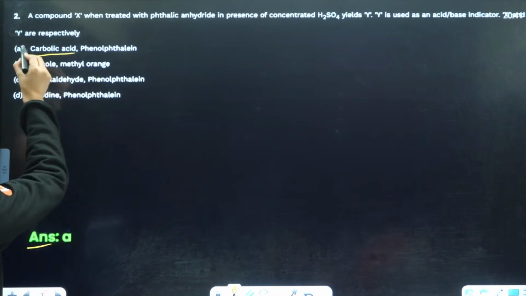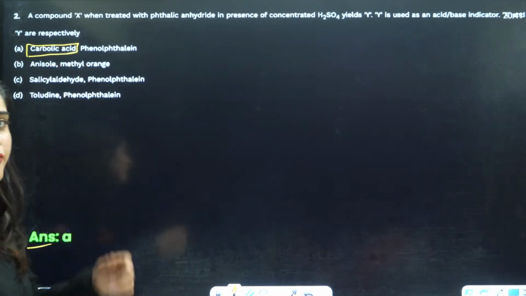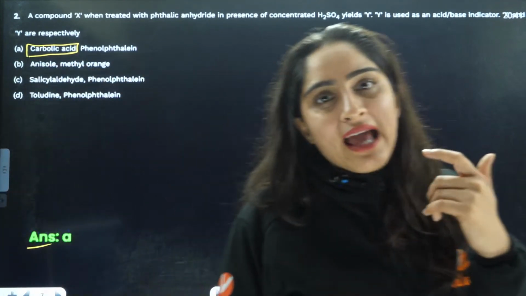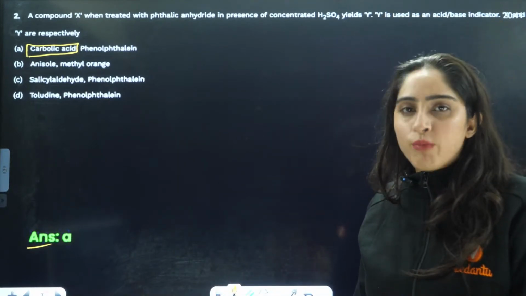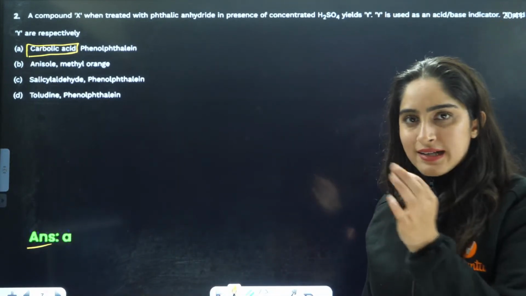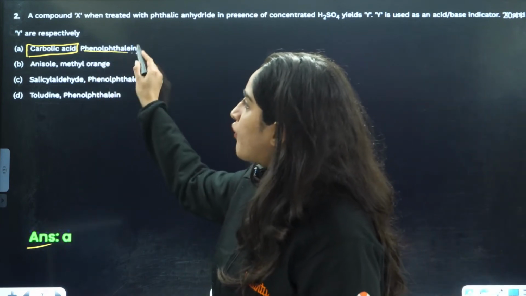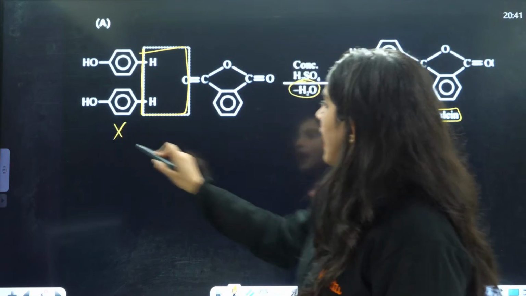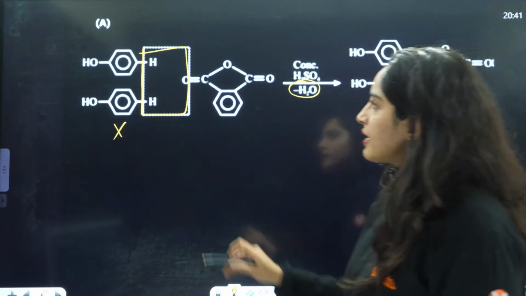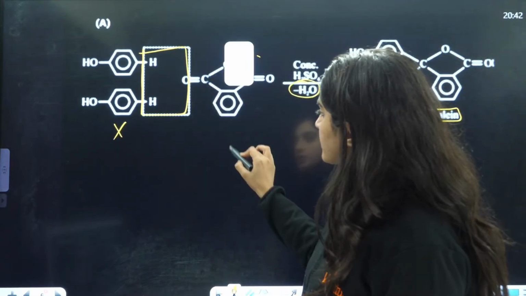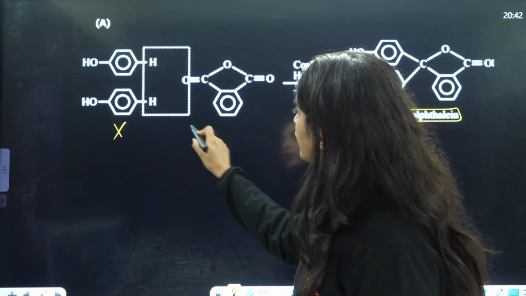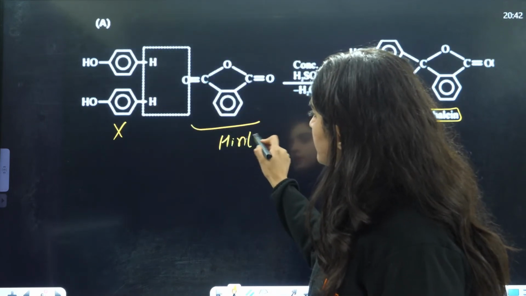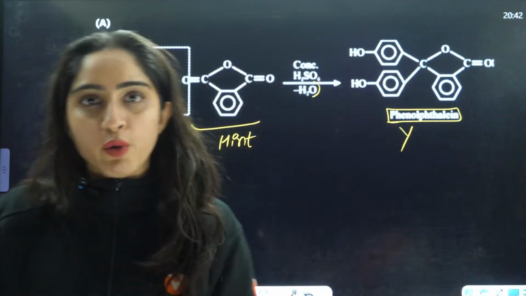So you can say which is the correct answer: carbolic acid, which is nothing but phenol. Carbolic acid is another name of phenol. You can write it there. And this is phenolphthalein, that was Y. This was X, and this was Y. This is the hint that was given to you in the question.